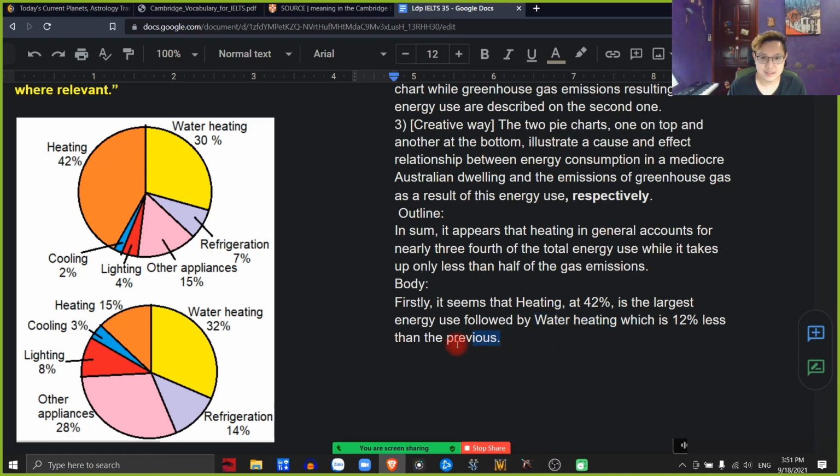So the previous in this sentence is the one that you mentioned before, which is heating. So water heating is the latter.